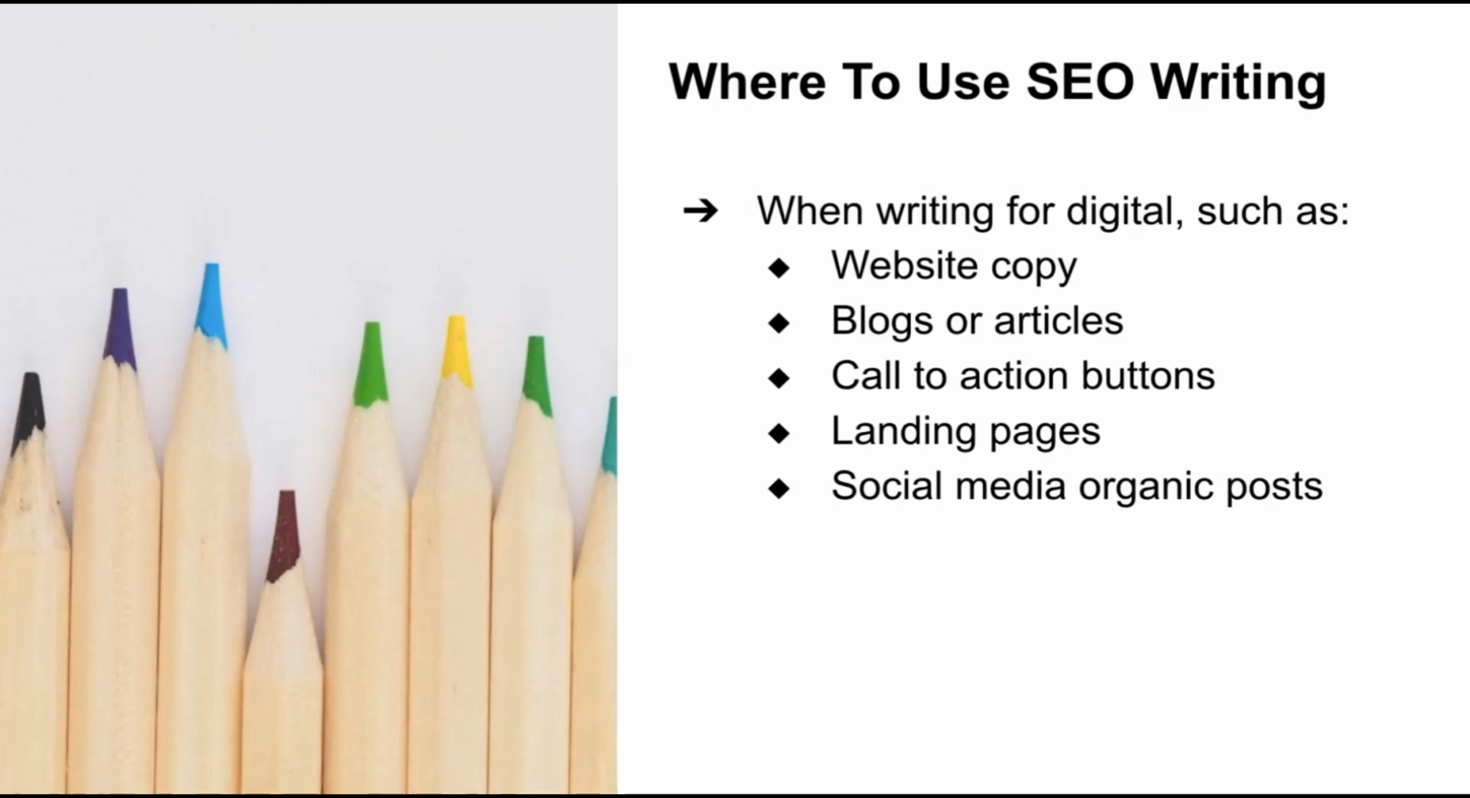Where exactly can SEO writing be used? It's mostly used in a digital context, and some examples include writing for an organization or a brand website copy, creating a corporate or personal blog, writing an article, deciding the copy that will go on a call to action button on your web page, creating standalone landing pages or donation pages, and creating organic posts for social media, which are also searchable on a search engine.